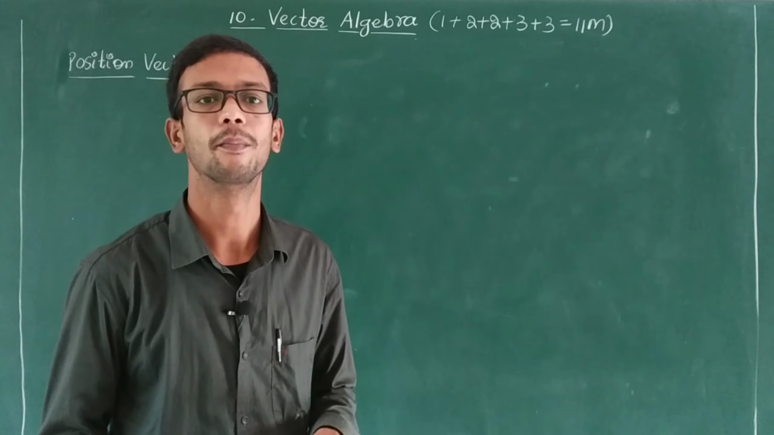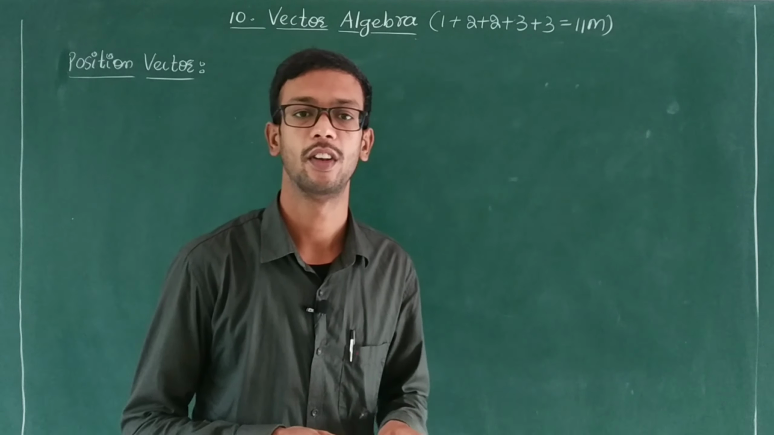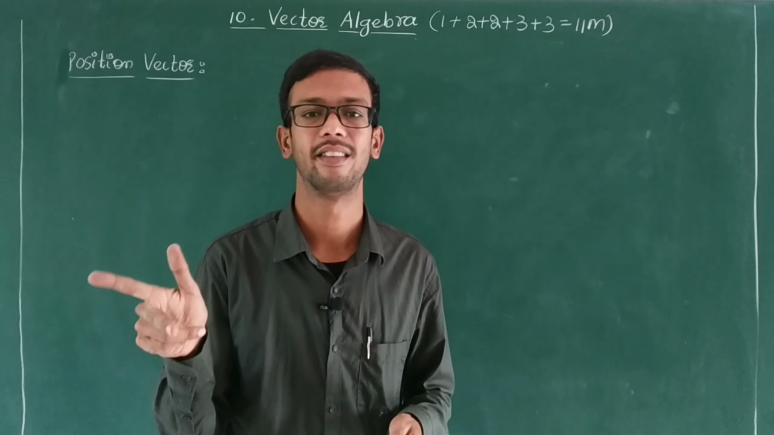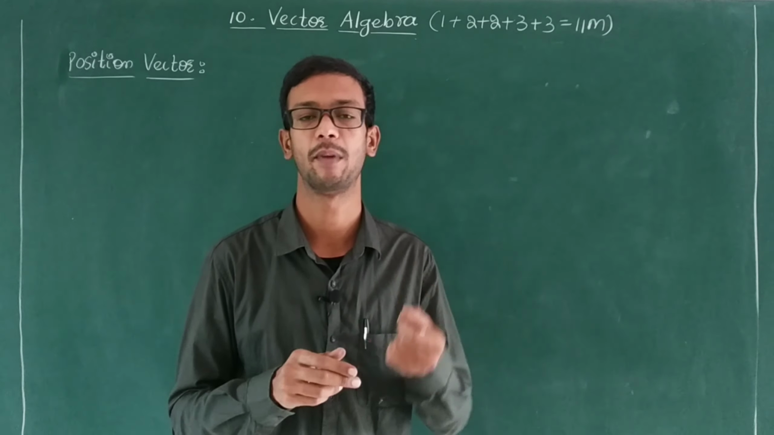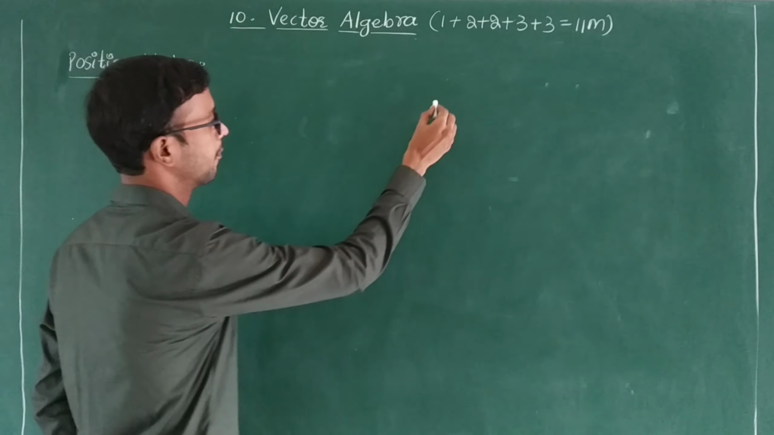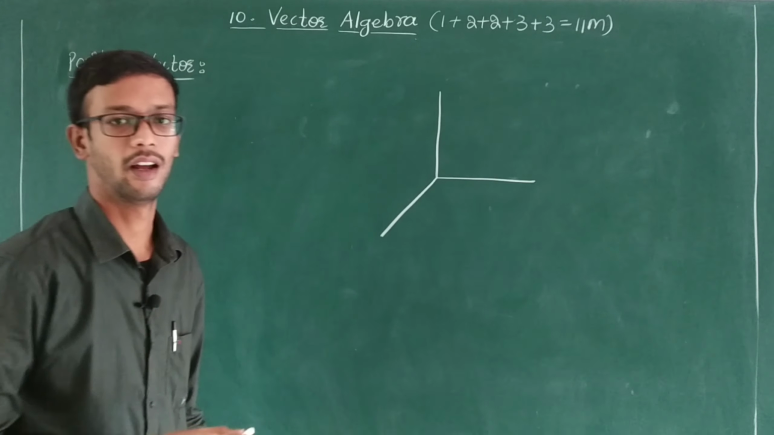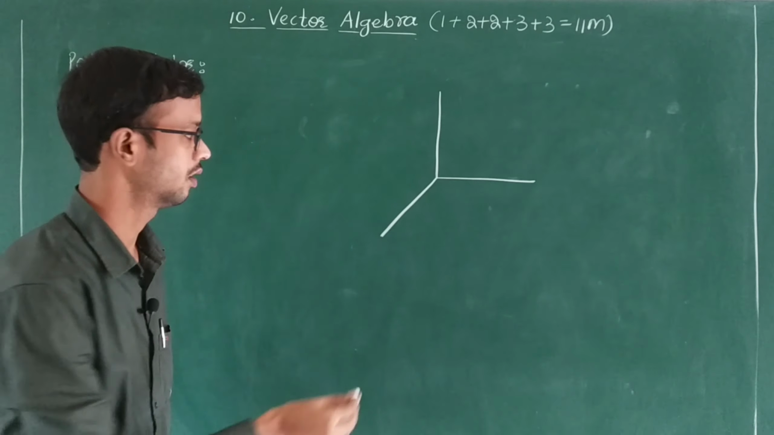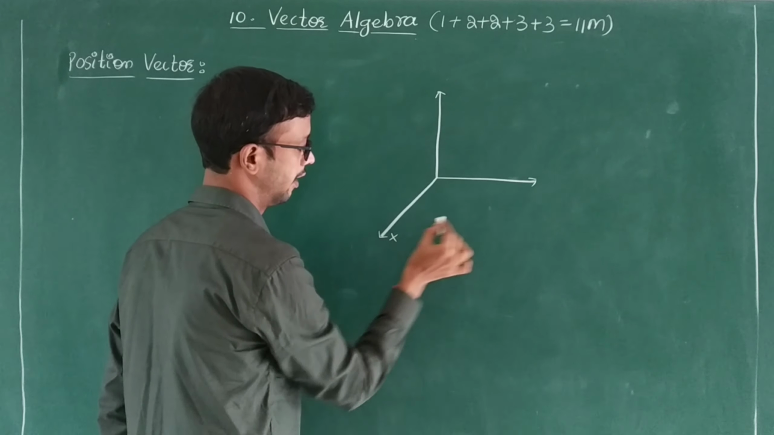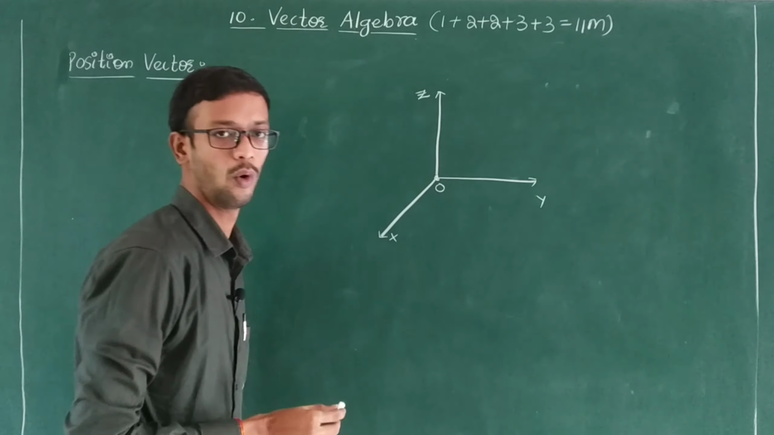Next definition is position vector. Before going to that, in first year three-dimensional geometry, we discussed the right-handed system, introduction to three-dimensional geometry. So you have to consider here one right-handed rectangular system: x-axis, y-axis and z-axis, and this is the origin O.